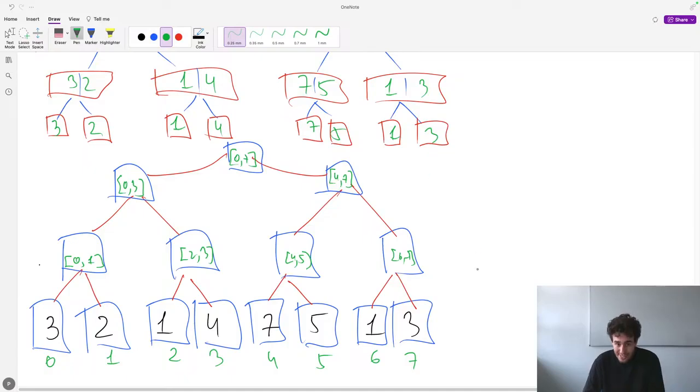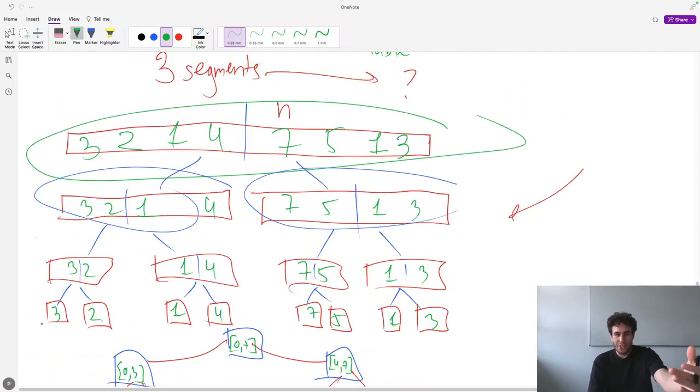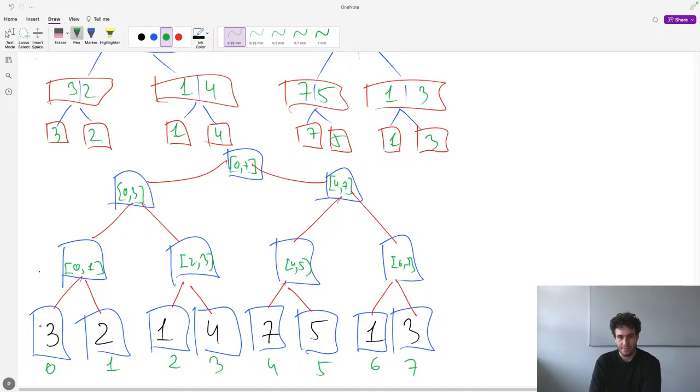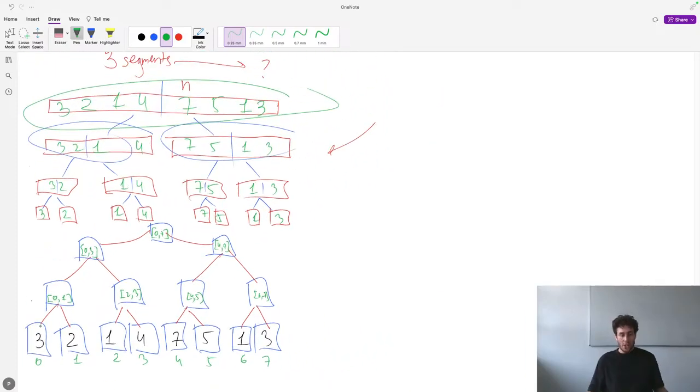And for all of these segments, I will store sum on a segment or minimum on a segment or whatever you want, depending on what you want to calculate. And you can see that these pictures are very similar. This is basically the same picture. I just drew it in a different way, right? Okay. And this is the basic idea of segment trees. Now we just need to understand how to use them, why they're nice, how to implement them, and so on. But this is the basic idea.